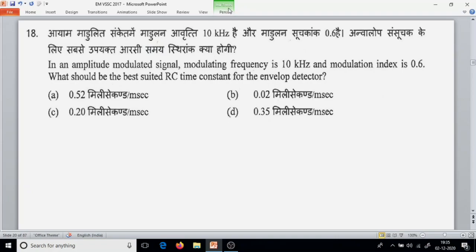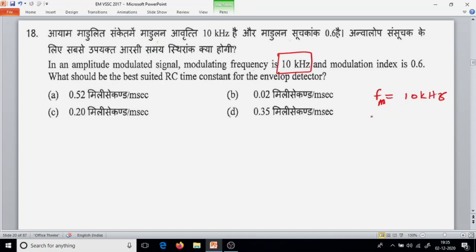Question number 18. In an amplitude modulated signal, the modulating frequency is 10 kilohertz and the modulation index is 0.6. What should be the best suited RC time constant for the envelope detector? It is the detector side, that is the receiver side. We have to take care of the modulating signal only. The message signal frequency fm equals 10 kilohertz.